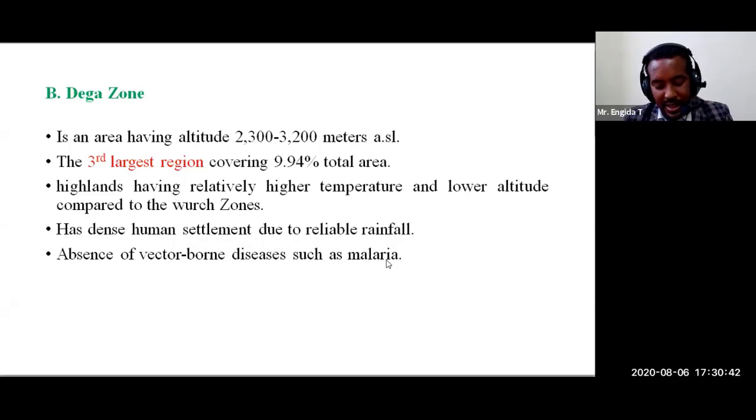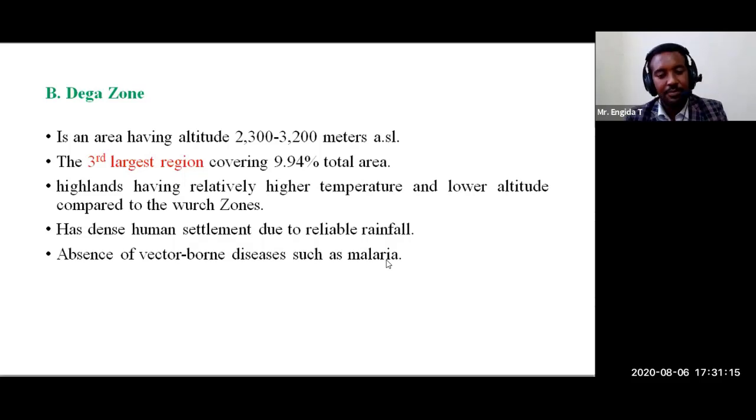Look, relatively, the Daga region experiences higher temperature than Wurch because of the altitude. Don't forget how suitable the Daga region is to human existence. Don't forget how suitable even the Wurch region is.